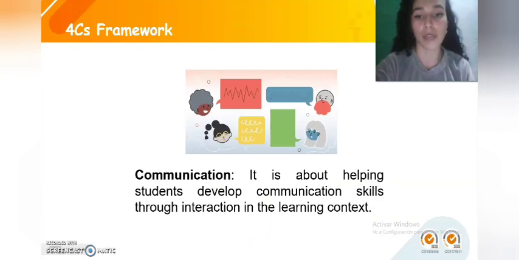It is about helping students develop communication skills through interaction and learning contexts. That is, involving the second language as much as possible in the teaching and learning process, so that through it is possible to develop both receptive and productive skills, and thus achieve significant language learning.